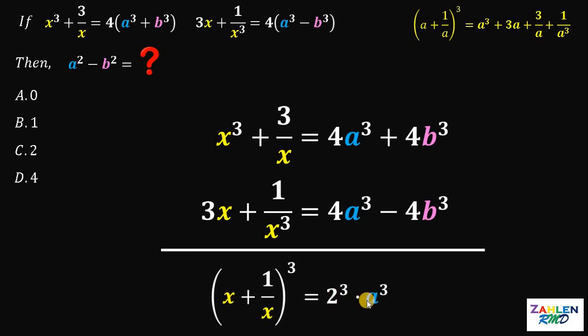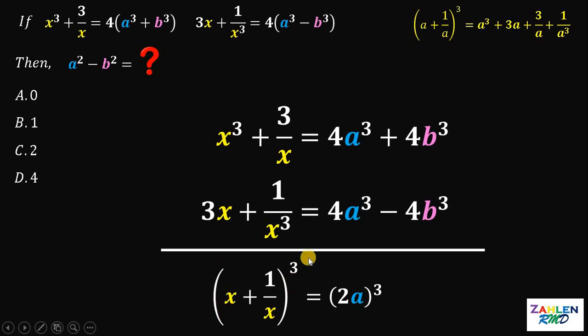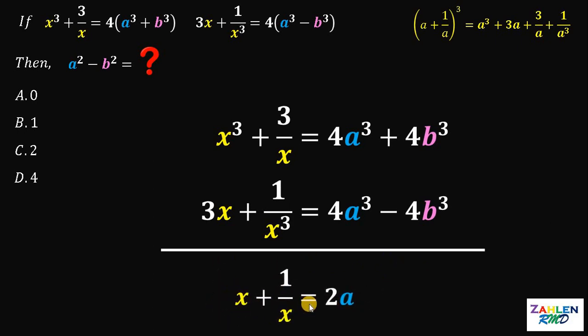So we have 2 cubed times a cubed. And this term on the right hand side can be written as 2 times a raised to 3. Now, if we take the cube root on both sides, we get that x plus 1 over x must be equal to 2 times a. Now, let's set aside this result for a while.